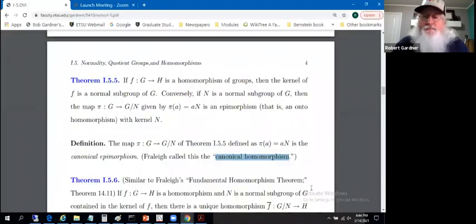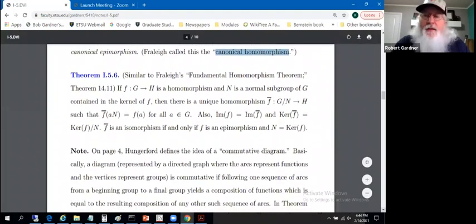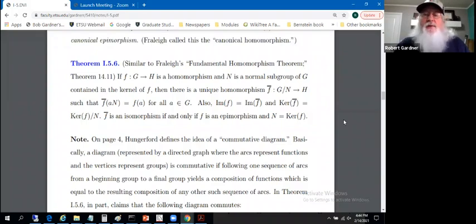Back to the notes. The next result, maybe look at a picture for this one. This is similar to one of Fraleigh's results, the fundamental homomorphism theorem. A lot of stuff will follow from this. It says if F mapping G into H is a homomorphism and N is a normal subgroup of G contained in the kernel of F, then there's a unique homomorphism F bar mapping the quotient group G mod N into H such that F bar of AN, this is an element of the quotient group, a left coset, is the same as F of A for all A in G. In addition, the image of F and the image of F bar are the same. The kernel of F bar is the kernel of F mod N.